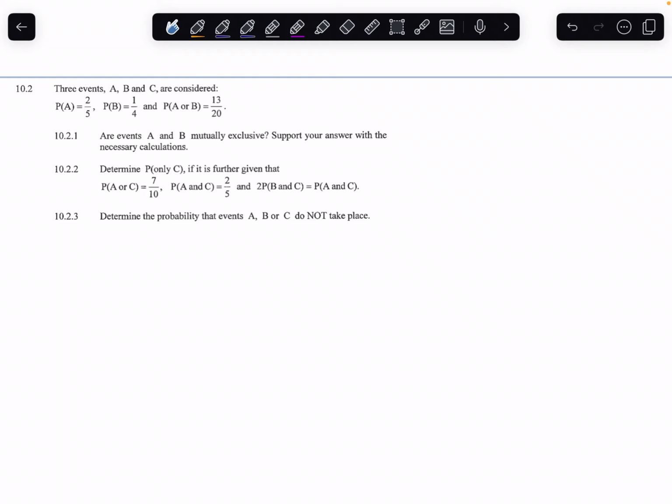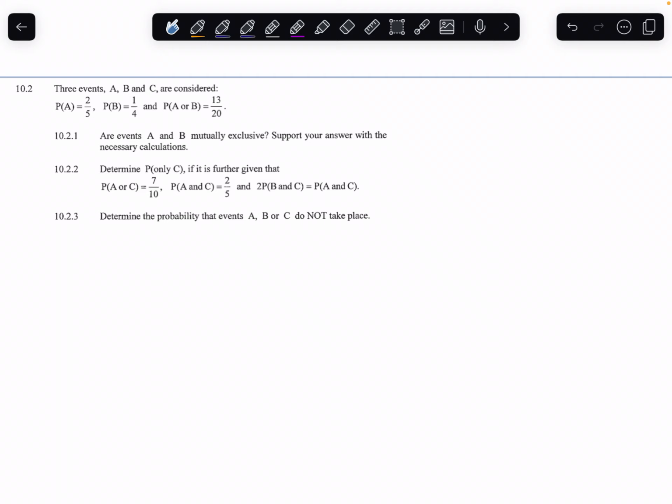Well, we are rambling. We are still looking at the department's paper one from May 2023. Almost at the end. Two more questions to go. So today we're looking at 10.2. Let's go. Three events A, B, and C are considered.